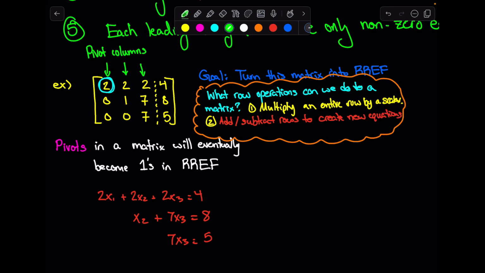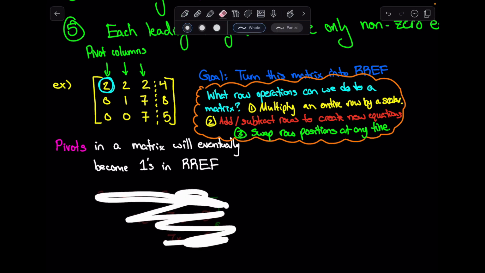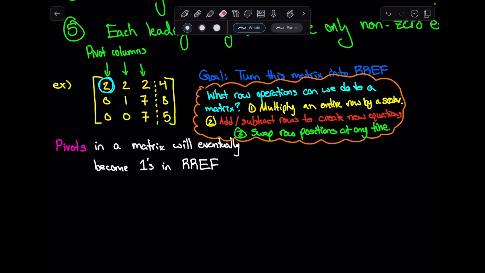And then lastly, the third thing that we can do is, it doesn't really matter the order that I write any of these in. I could swap the row positions at any time. And that's pretty much it. So you can swap row positions at any time. Okay, and those three things are going to be our guiding principles for what we can and can't do to this matrix when we're trying to get it into this mysterious, magical, what we call row reduced echelon form.